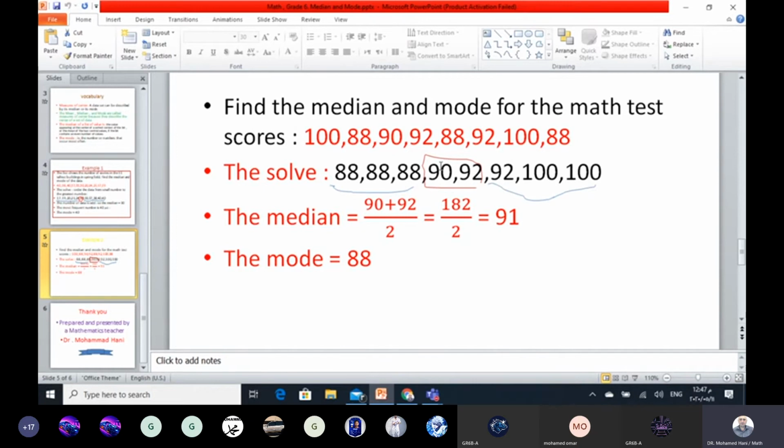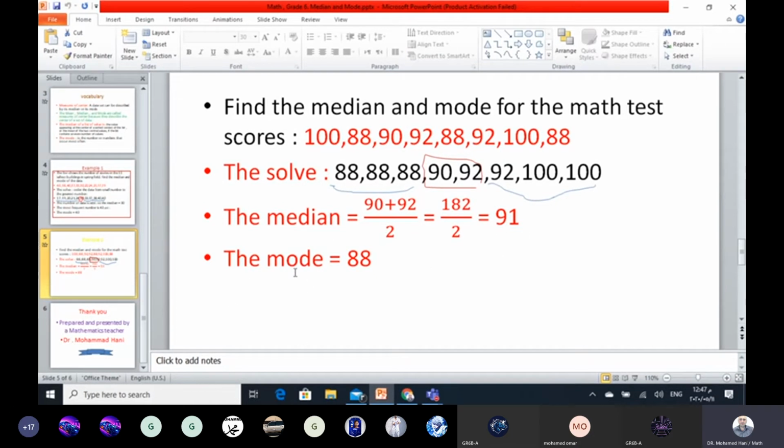How to find the median now? Find the mean between 90 and 92. So we can write the median equals 90 plus 92, divided by the number of numbers. How many numbers do we have here? 1, 2. So divide by 2. 90 plus 92 is 182, divided by 2 is 91. So the median here will be 91.